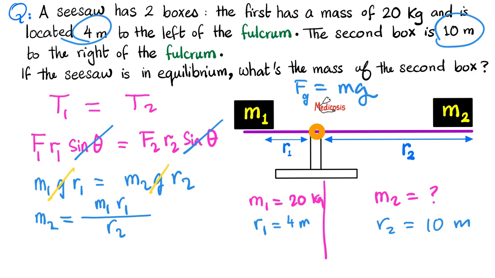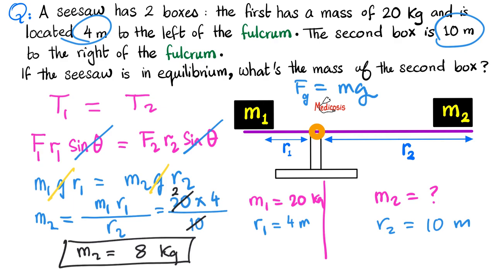Okay, what is your m1, please? m1 is 20 kilograms. And what is r1? 4. And what is r2? r2 is 10. 20 divided by 10, simplification, will give me 2. 2 times 4 is 8. So the mass of the second box is 8 kilograms, and this is the final answer.